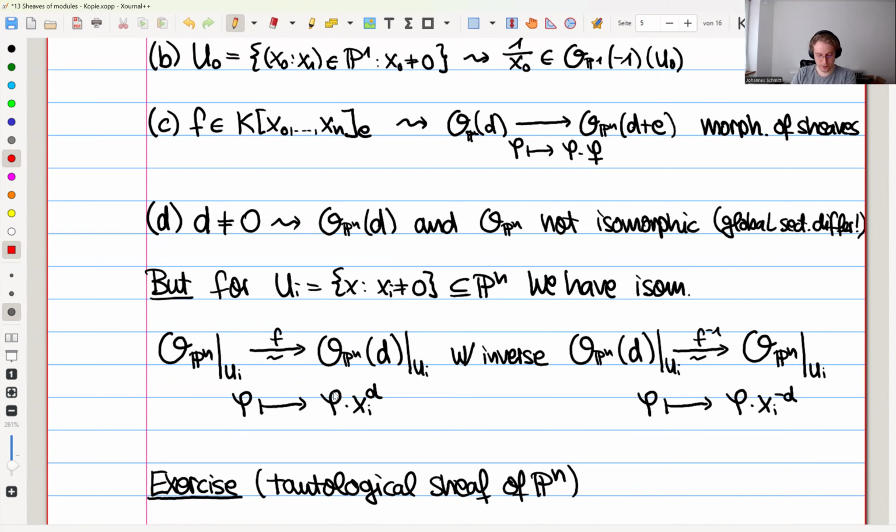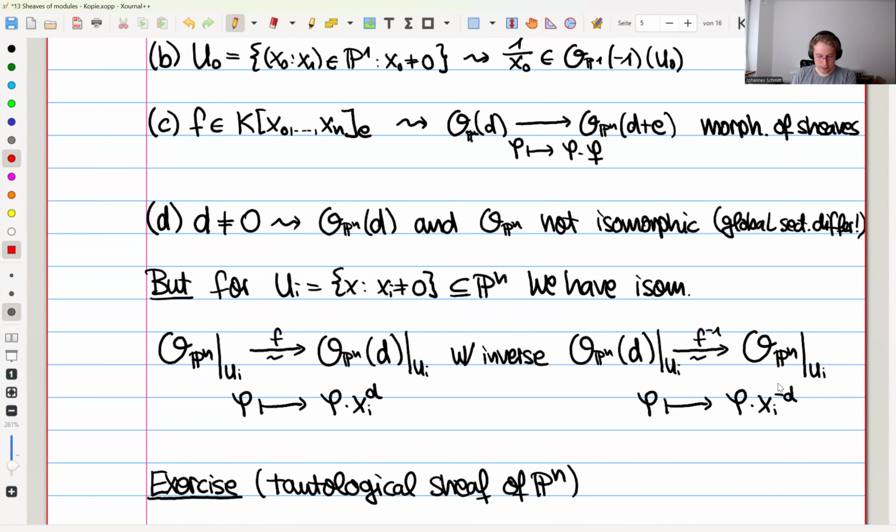It's only an isomorphism on this U_i, if you take the section x_i to the d. And the inverse is the multiplication with the reciprocal, so with x_i to the minus d. So this is just phi divided by x_i to the d. And this is allowed here because this x_i only has zeros away from the open set that we look at, and so this doesn't add any zeros in the denominator, which are not allowed. And so we get this well-defined inverse.